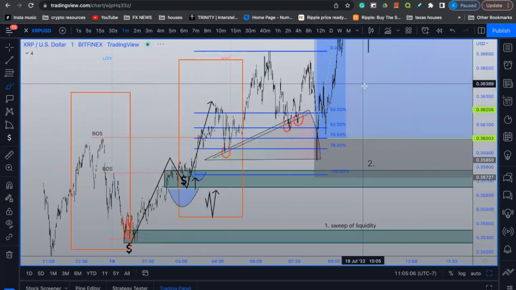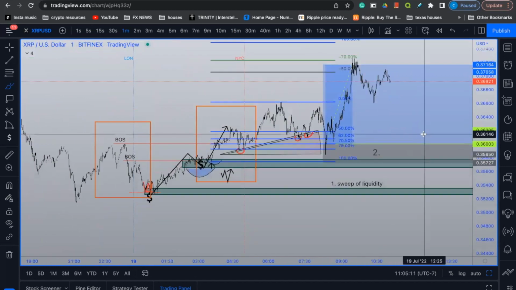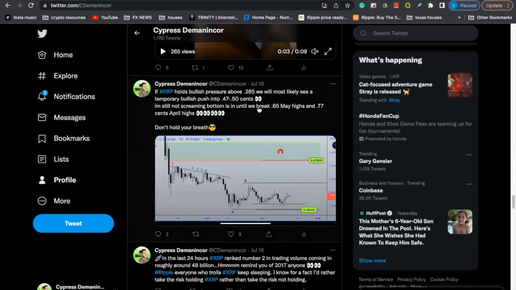I hope that you guys took some gems away from this XRP trade breakdown. This was a beautiful 1 to 3 RR. Again, what we're attempting to do here in the market, I've shown you guys time and time again, is scale into positions. I even mentioned to you guys on Twitter, if we go over to my page, if XRP holds bullish pressure above 28.5 cents, we will most likely see a temporary bullish push into 47 to 50 cents. I'm still not screaming the bottom is in until we break 65 cents, May highs and 77 cents, April highs.